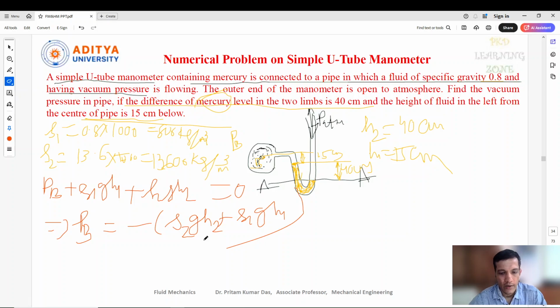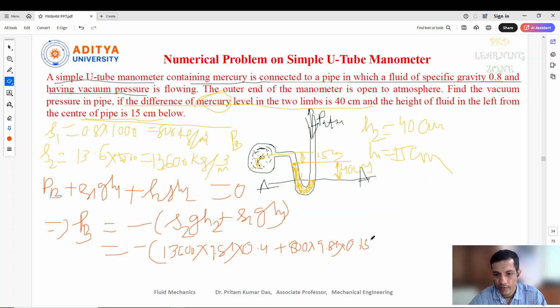So put in all the values of H1, H2, rho 1, rho 2. Rho 2 is 13,600, into g 9.81, into H2. H2 is 40 centimeter, which we can convert into meter, that is 0.4, plus rho 1, 800, into 9.81, into H1, which is 15 centimeter, that is 0.15 meter. So if you solve this, finally you will get the value.